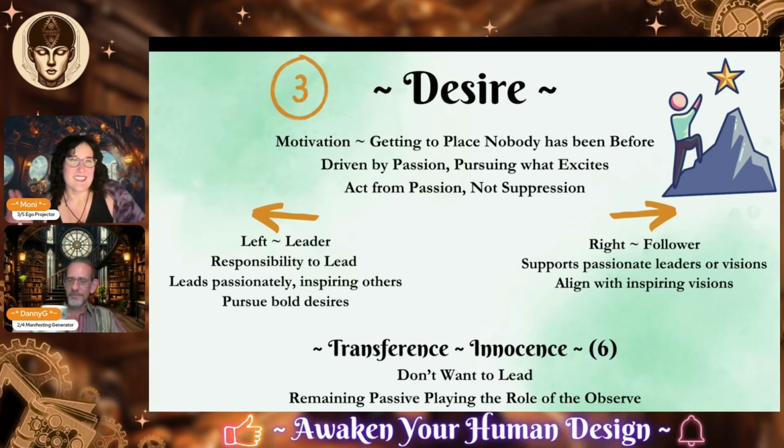With color 3, desire, the left arrow is the leader, and they have the responsibility to lead, and they lead passionately, inspiring others, and pursue bold interests. With the right angle trajectory, they're the follower, and that's about supporting passionate leaders or visions that align with inspiring visions. Yeah, so this whole thing that we see coming up here, this movement I was just talking about.